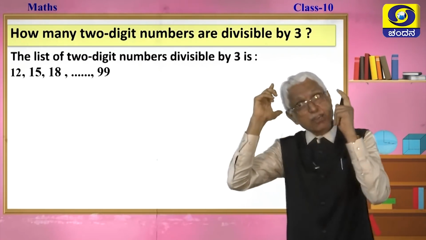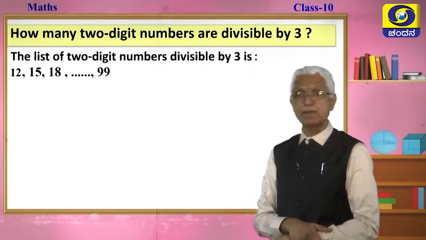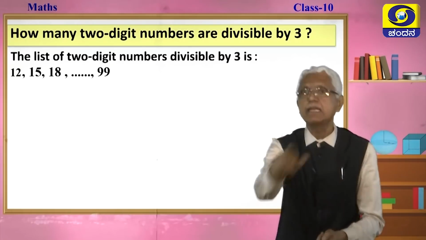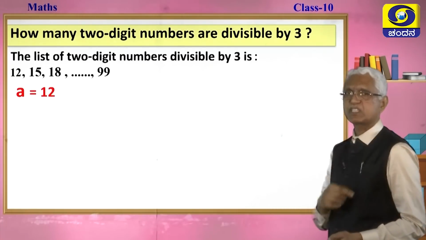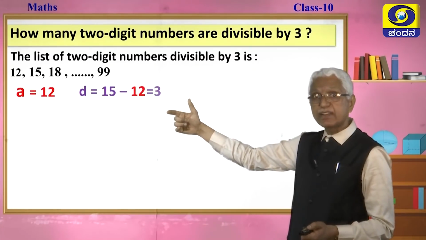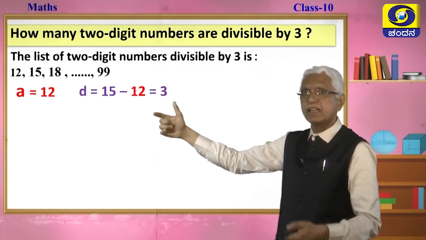Okay, my good old formula an is equal to a plus n minus 1 into d should help me out now. Let us see whether it will help me out. What is the first term? A is equal to 12. Wonderful. What is the common difference? 15 minus 12 is 3.